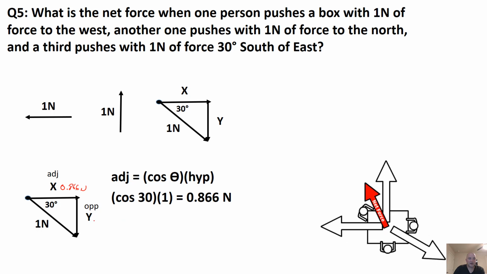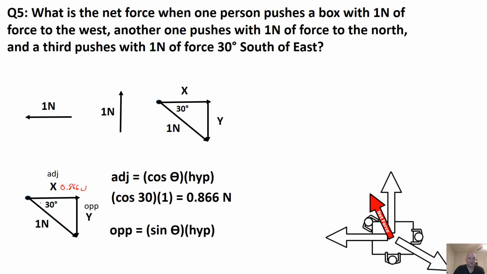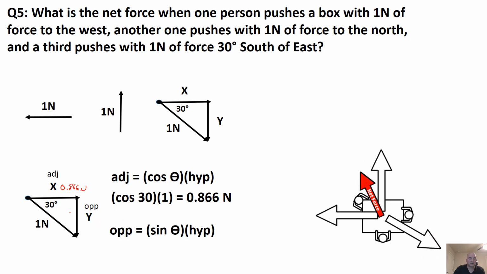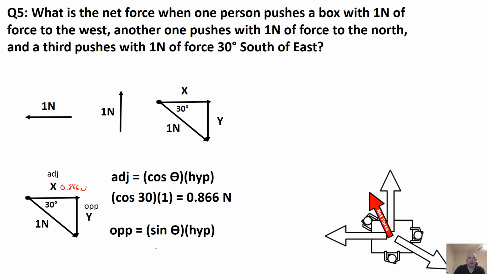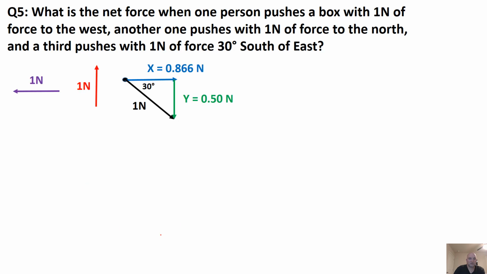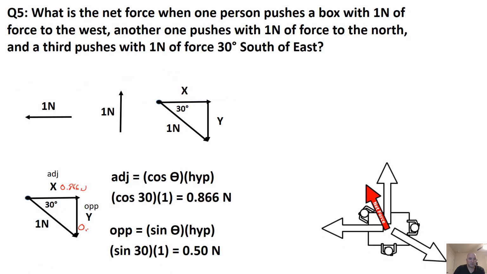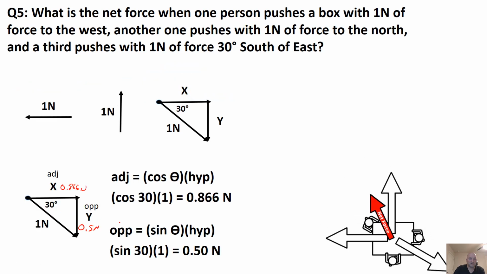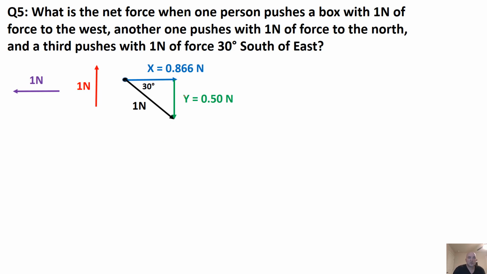Now we want to figure out this opposite side, that's going to be a y value. And so sine, because it's straight across, it opens up to the sine. It's going to be sine of the 30 times the 1, and you get 0.5. And so we put the 0.5 newtons in here, and then we see that triangle drawn again right here. So now we have our components. We're no longer concerned with this part, so we're going to go ahead and get rid of that.